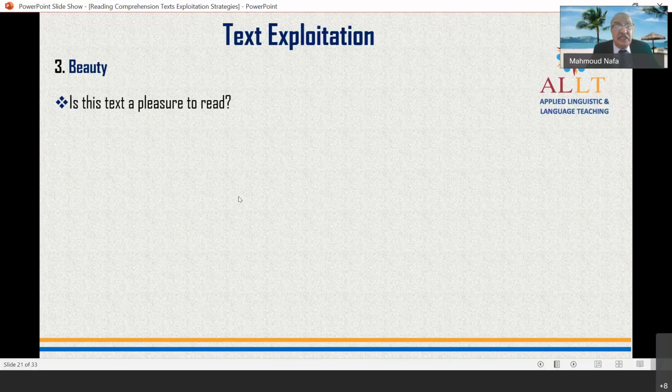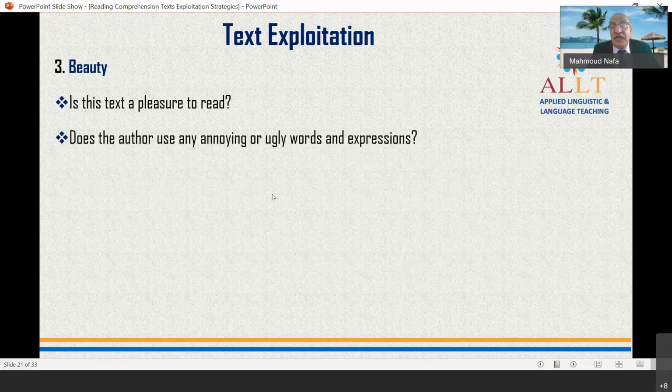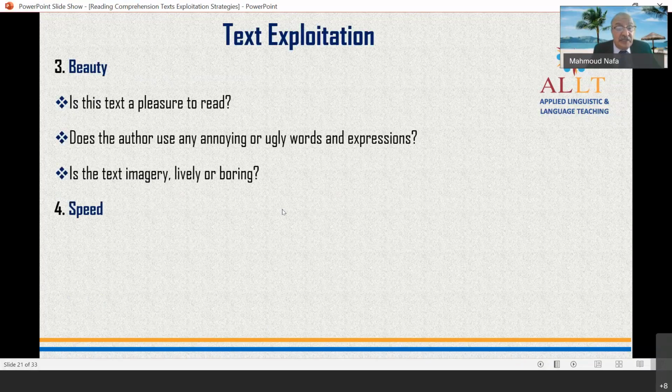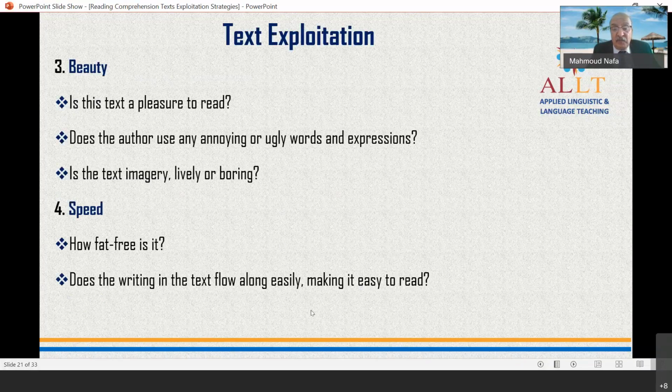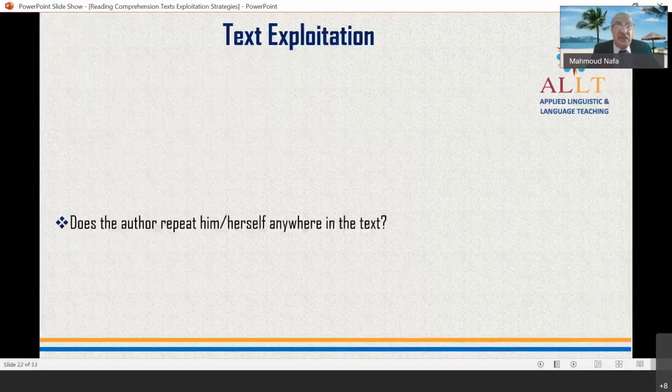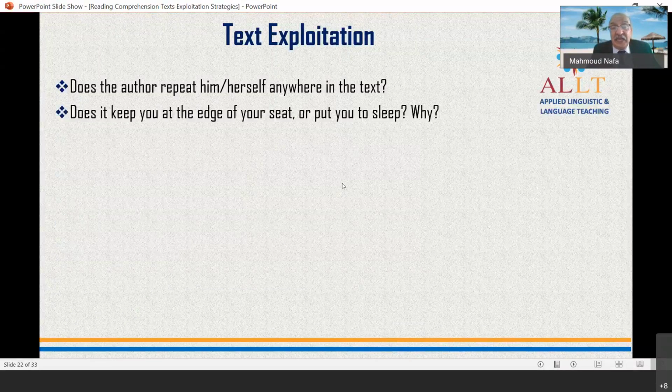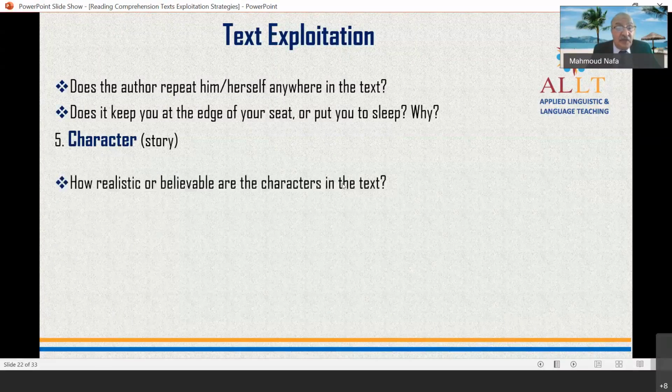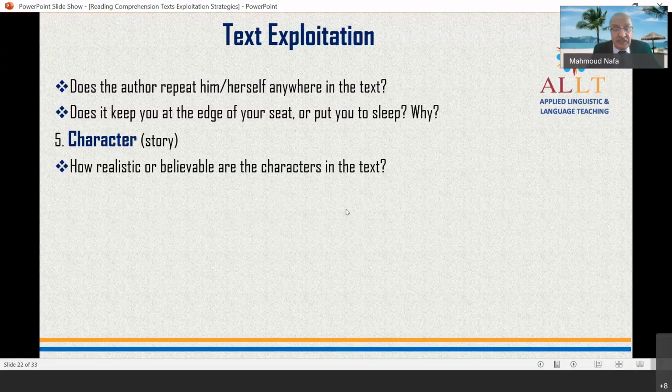Beauty. Is the text a pleasure to read? Does the author use any annoying or ugly words or taboo words in his writing? Is the text imagery lively or boring? Speed. How fast is it? It means, is the text wordy? Does the writing flow easily? Does it drag along with words or sentences? Does the author repeat himself? Does he engage you? Character of the story. How realistic and believable are the characters in the story? How is the character reflected in the text?